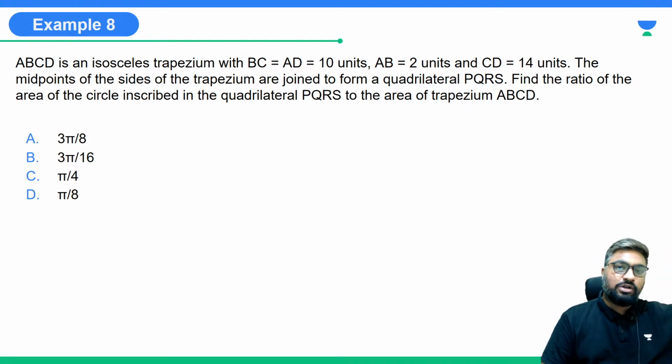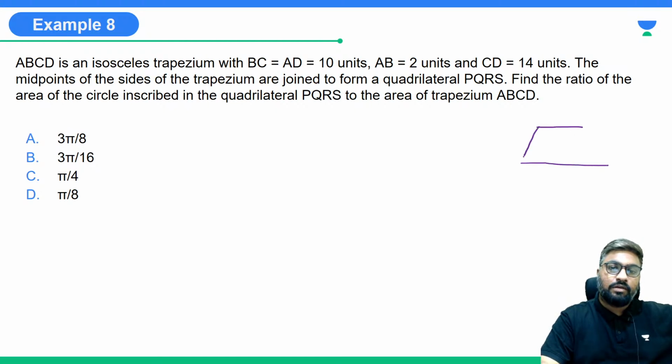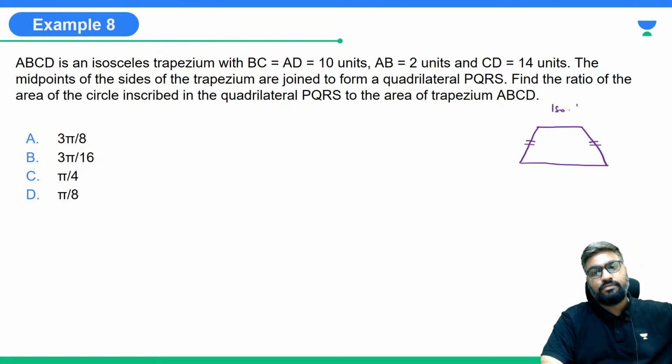Yes, Suraj. Isosceles trapezium is a trapezium where the non-parallel sides are equal. जो non-parallel sides है ये दोनों equal है. This is called isosceles trapezium. Okay.